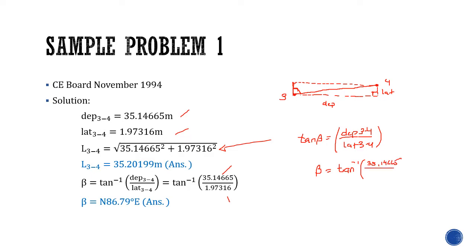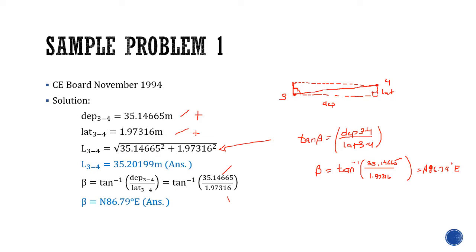0.14665 over 1.97316. Okay, makuha mo yung angle, which is equal to 86.79 degrees. Okay, so that is the angle. Tapos yung direction, ano yung direction dito? Departure is positive, latitude is positive, so ibig sabihin east tsaka north. Ganun lang siya. Okay. Sir, paano naman kung mayroong negative?